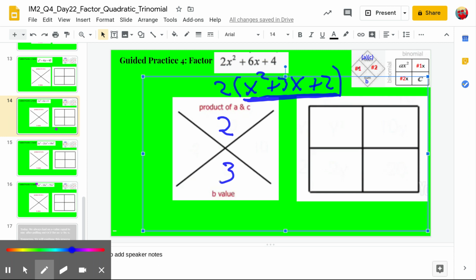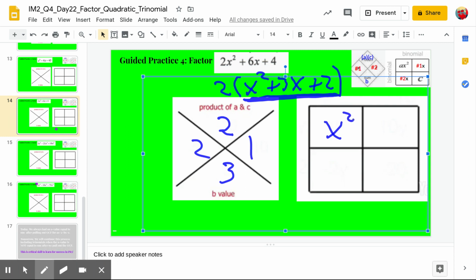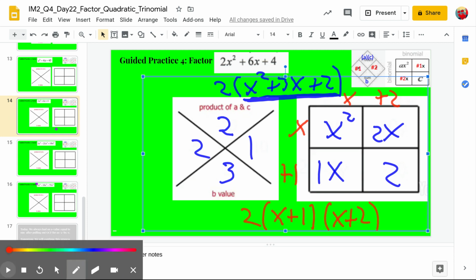All right, this next step, you know how to do this. So two numbers to multiply to 2 and add to 3. We already did one like this, it was 2 and 1. So now over here we have x squared, 2x, 1x, and then we have the 2 here. All right, go ahead and factor that. So now, did you get 2 times x plus 1 times x plus 2?